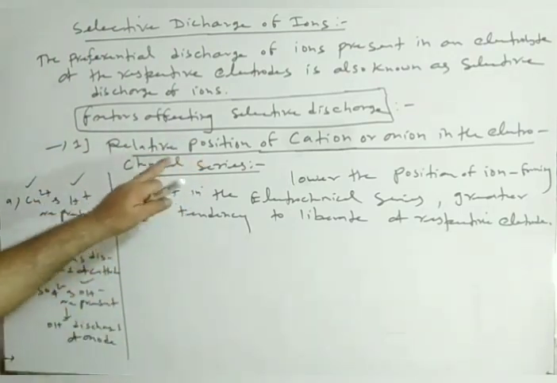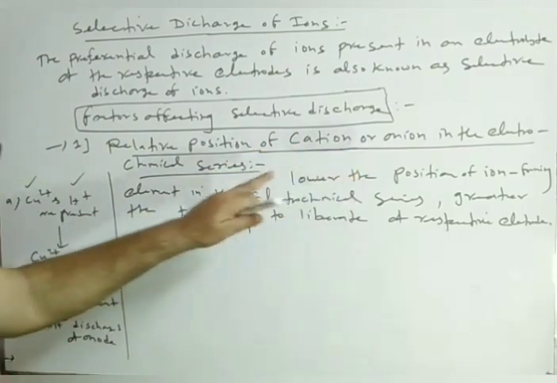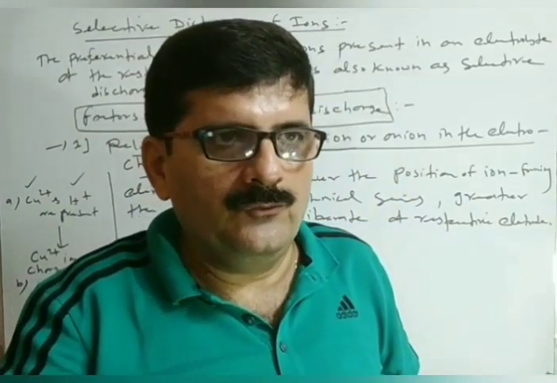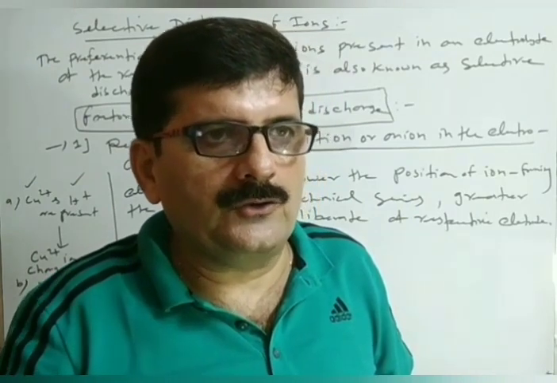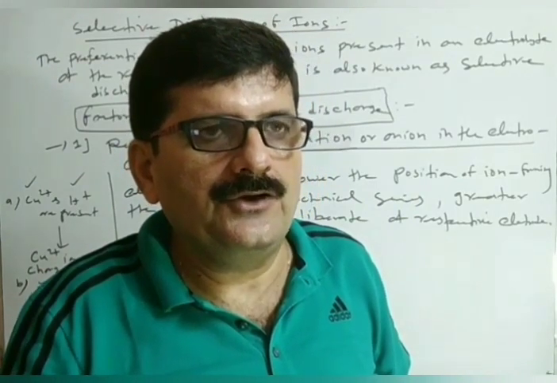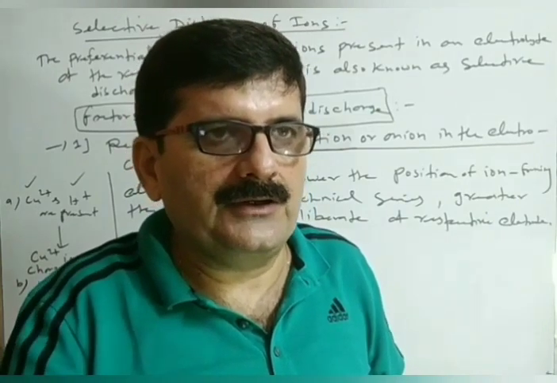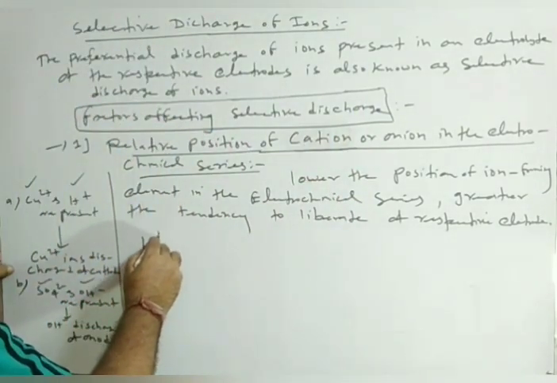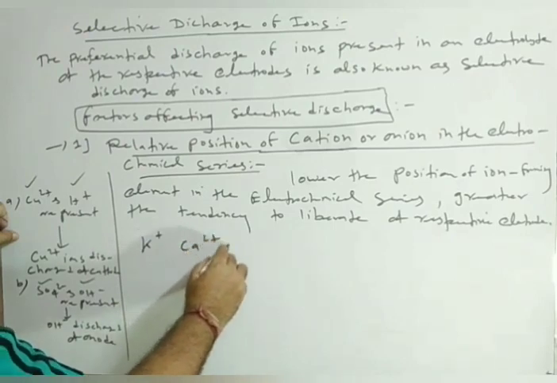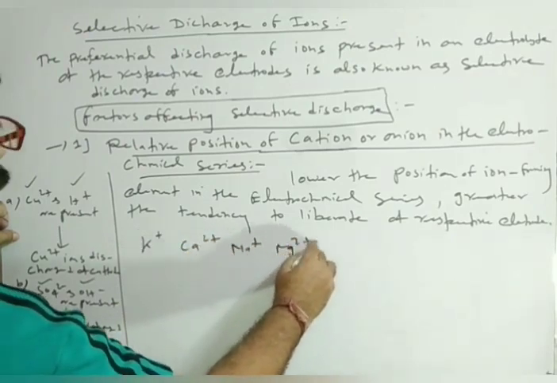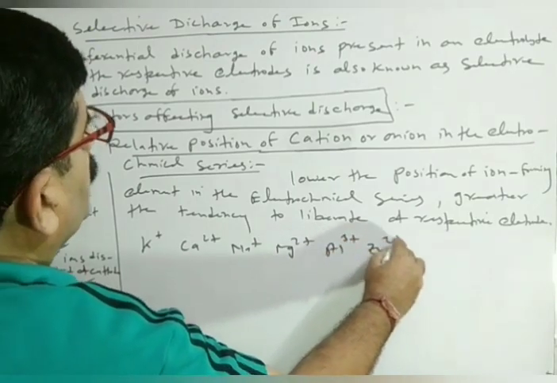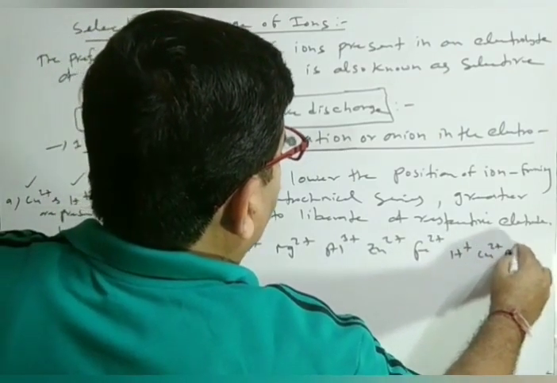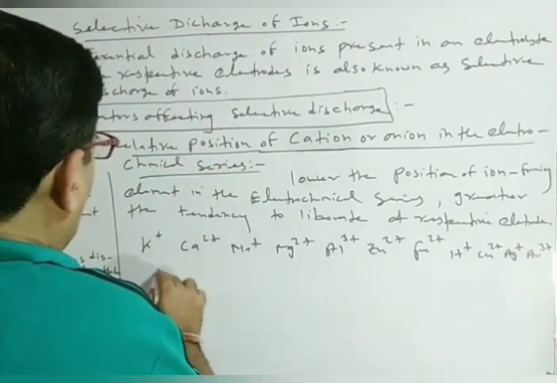Our first factor is relative position of cation or anion in the electrochemical series. You know very well what is electrochemical series. The elements which are present below hydrogen in the electrochemical series are easy to discharge. It means they are deposited at their respective electrode more easily. Suppose electrochemical series is given: potassium, calcium, sodium, magnesium, aluminum, zinc, iron, hydrogen, copper, silver, gold. This is the order for deposition.